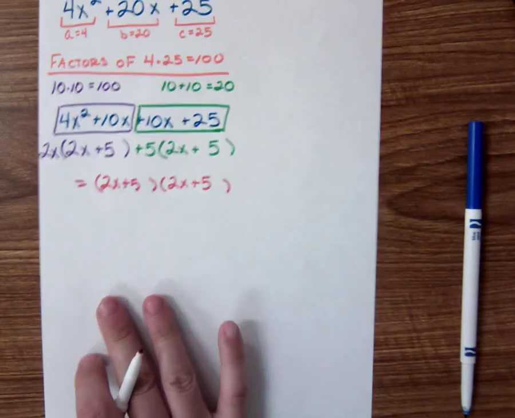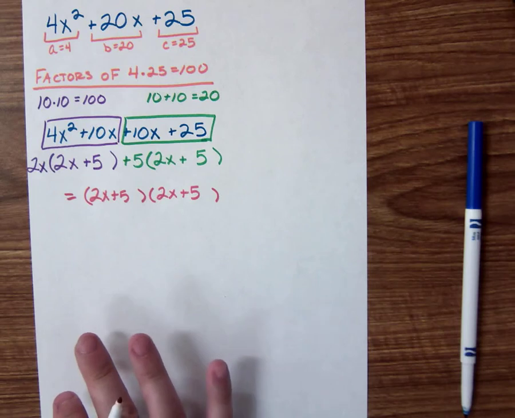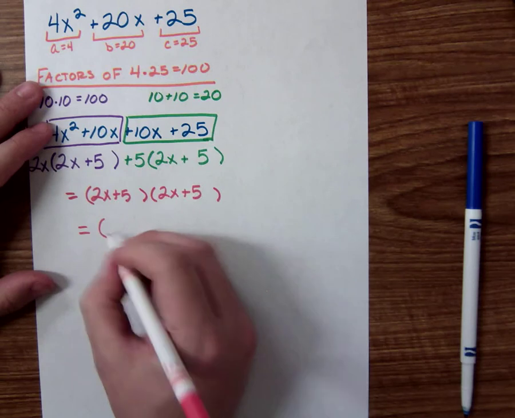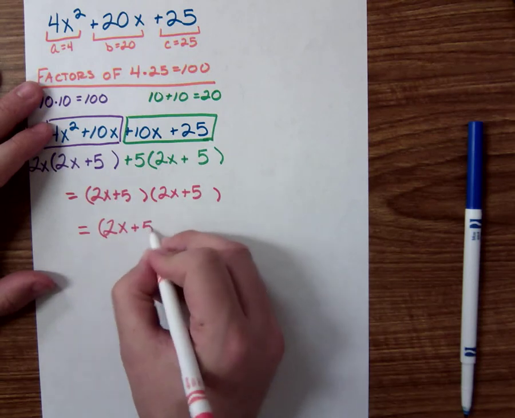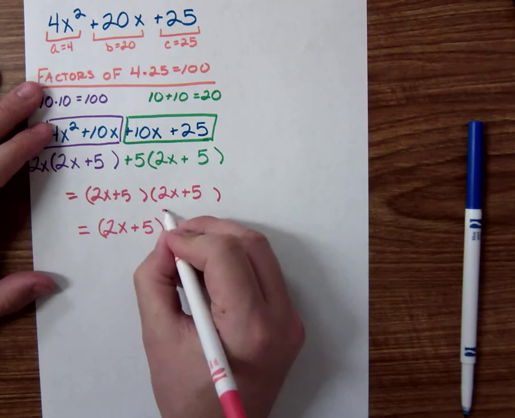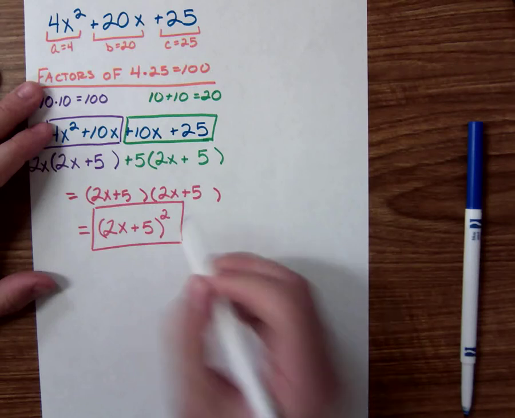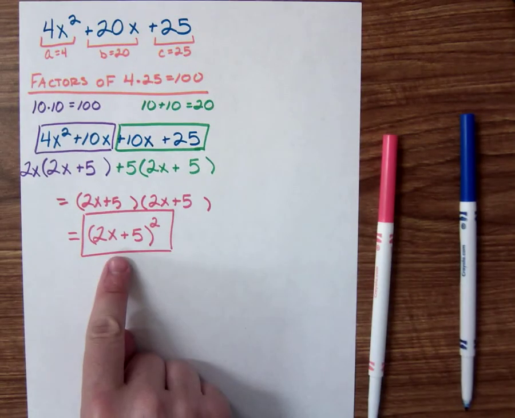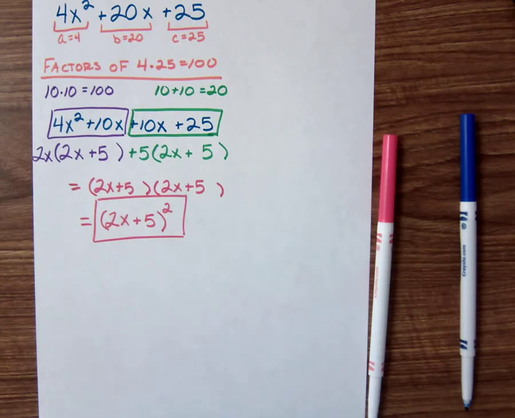Can anybody think of a better way to write 2x plus 5 times 2x plus 5? Squared. Now both of these last things are correct, but this one's a little better. This is more likely to impress people at your next math party, the 2x plus 5 squared. So that's the way I would prefer you write it.